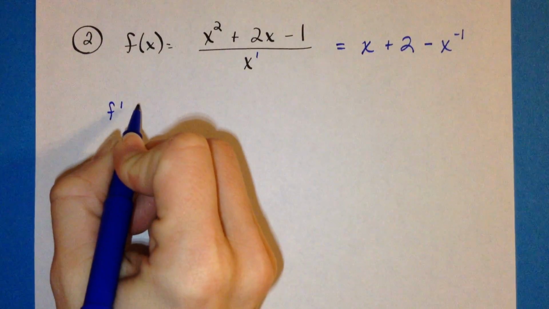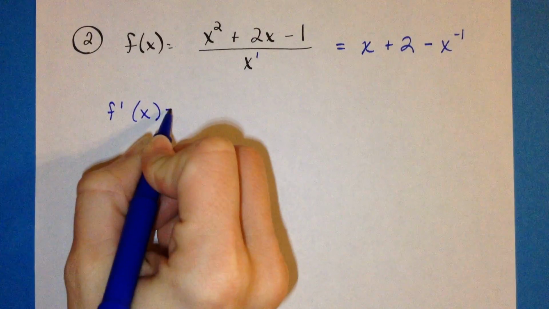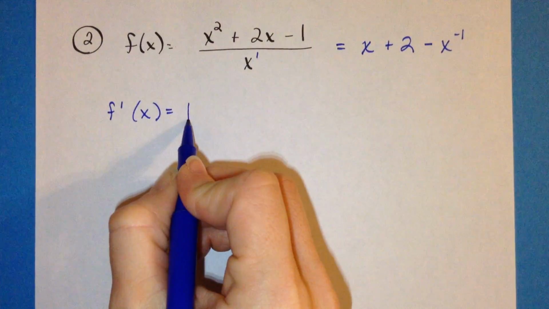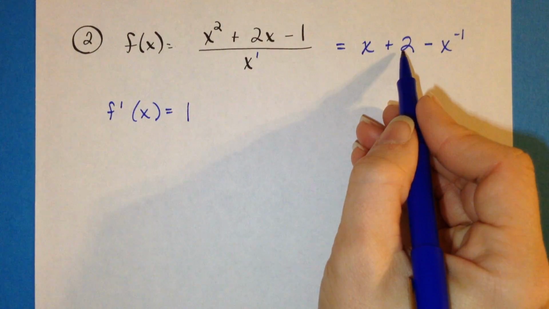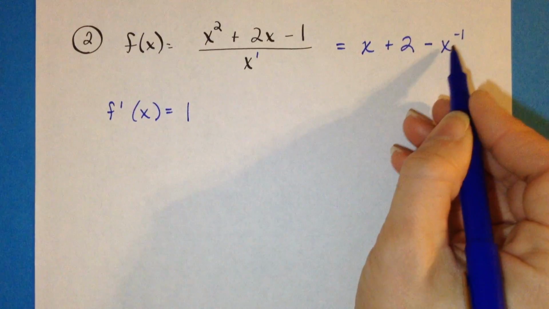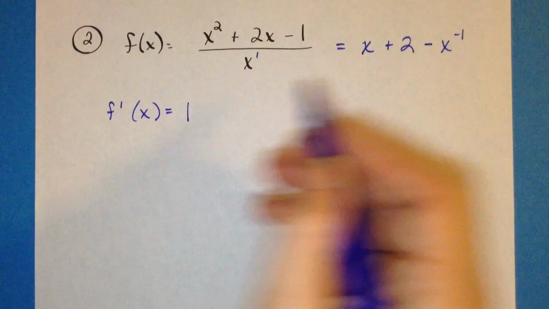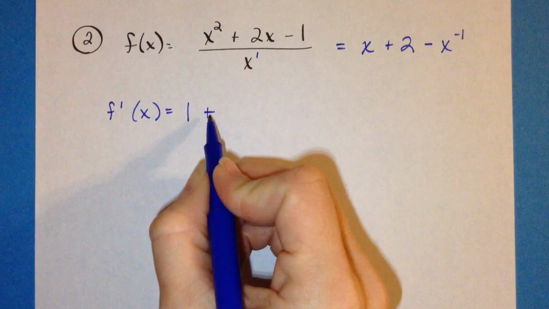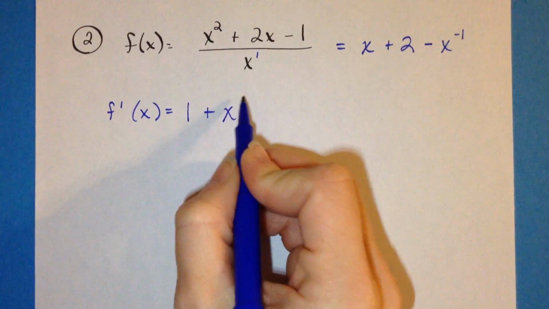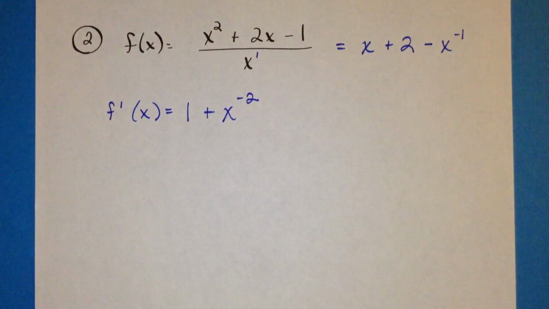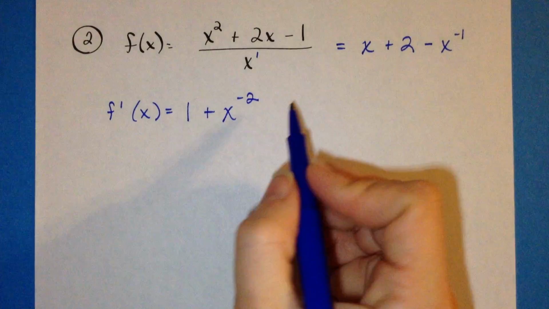So first derivative of x is just 1. Derivative of a constant, 0. Using power rule on this one, so you'll have -1 times -1, so that's going to give you a positive 1x to 1 less power, so that'll drop down to -2.